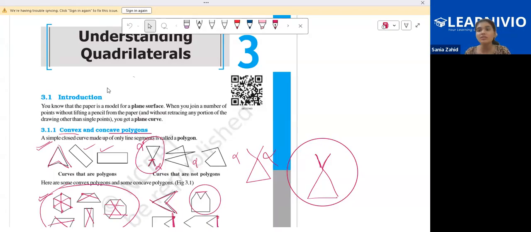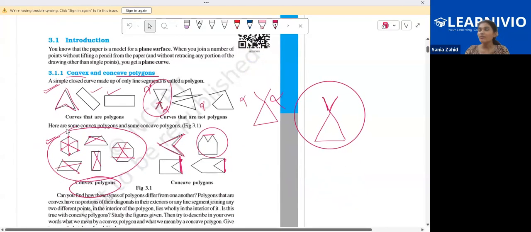I'm sorry, a circle is not a polygon. Mistakenly I said it. A polygon is a simple closed curve that is made up of only and only line segments. Like in a triangle, you have line segments. In a square, you have line segments. In a rectangle, you have line segments. So a polygon is a simple closed figure that is going to have line segments, right? That's a polygon. Now we have two kinds of polygons.